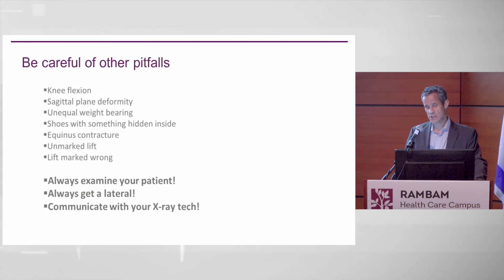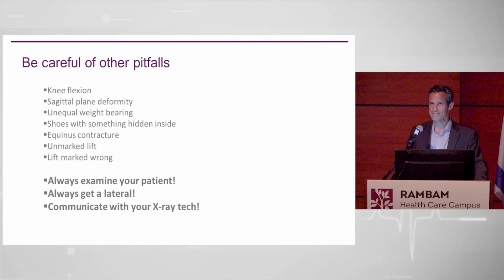Be careful of when the patient's standing with a knee flexed. If there's significant sagittal deformity, like anterior bow of the femur, that can affect this. If they're not bearing weight equally, hiding things, unmarked lift. Lift marked wrong is another one. Sometimes they put a 3 centimeter lift and it can only be a 2 centimeter. So you always want to examine your patient. You'll always get a lateral x-ray and make sure you communicate with your x-ray tech.